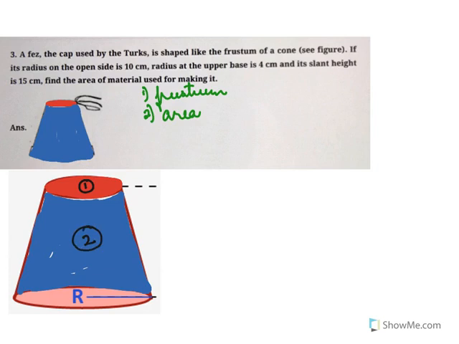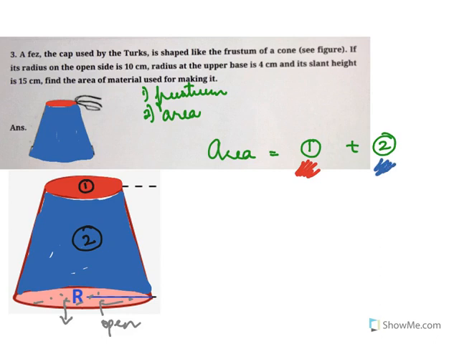However, this bottom area is to be left open. If we close that area, then we cannot use it as a cap. We've got to put it on our head, right? So this area is left open, and there's no material in this. This is the open area. So the area that we require is made up of surface 1 plus surface 2. Surface 1 is the red one, and surface 2 is the blue one.